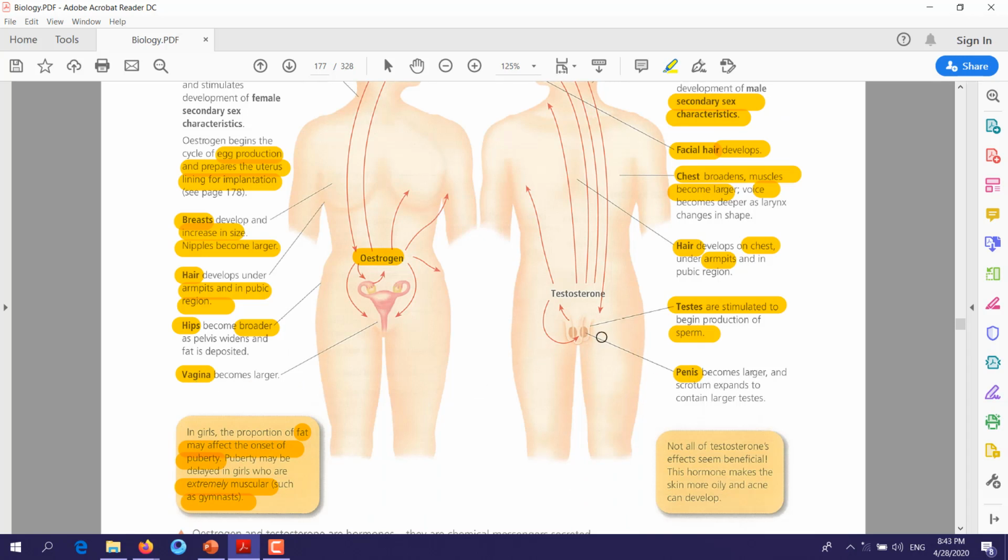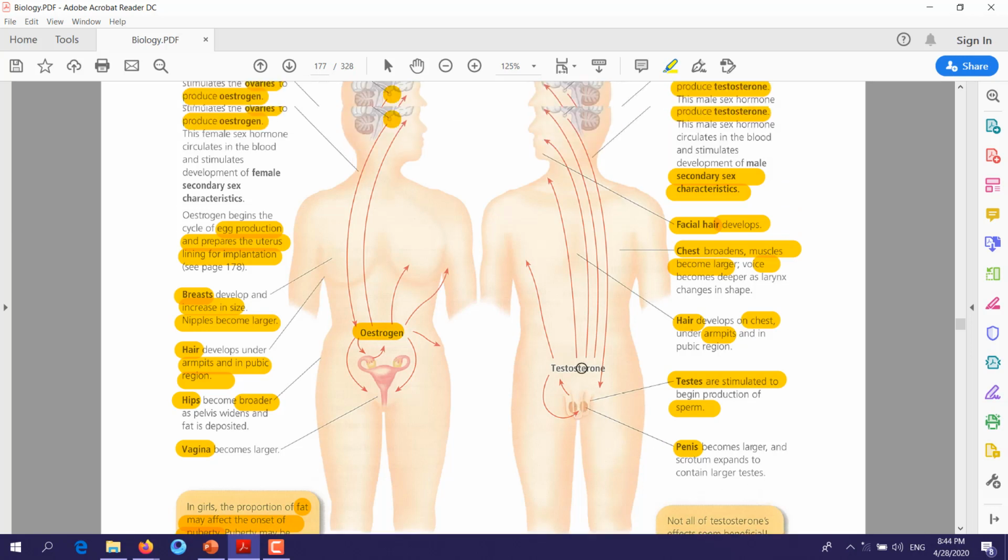So the same thing will happen for the penis. The penis becomes larger, and the scrotum expands to contain larger testes. The scrotum is the skin sac, and it will be bigger so that it can contain the larger testes. The size of the testes will also be larger here.